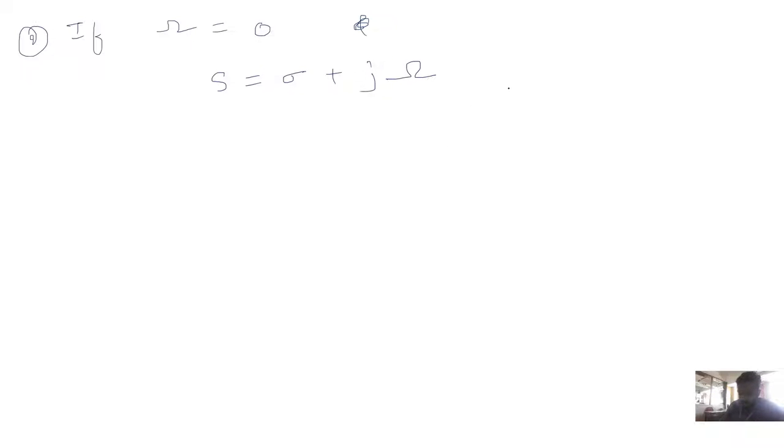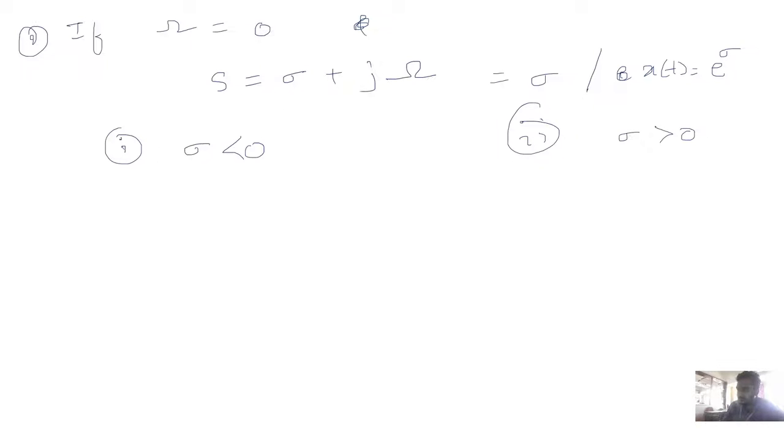Omega. Okay, this equation is going to be just a sigma. Depending upon how sigma is, there are two cases. I will write side by side. In one case, sigma is less than 0, and in the other, sigma is greater than 0. In both cases, understand this, if omega is 0, that means x of t is equal to e raised to sigma t.